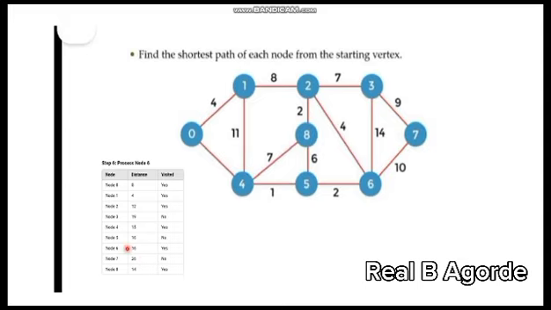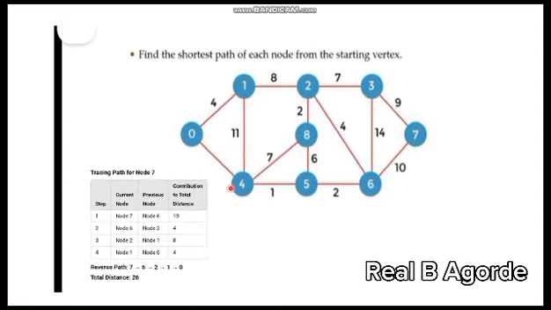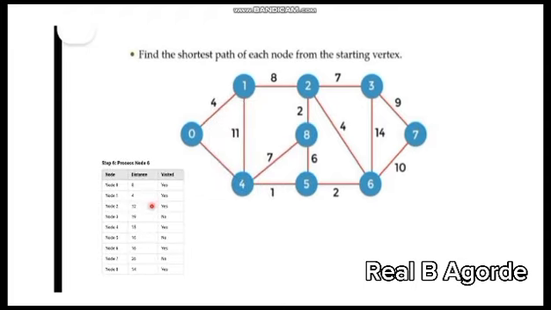At the end of the process, we found the shortest path from node 0 to all other nodes. Here are the final distances. Node 1 is 4, node 2 is 12, node 3 is 19, node 4 is 15, node 5 is 16, node 6 is 16, node 7 is 26, node 8 is 14.